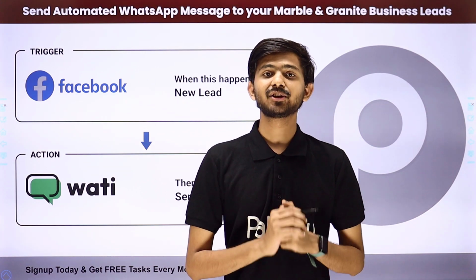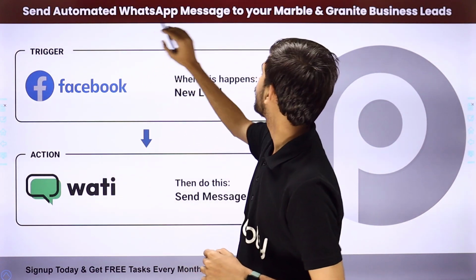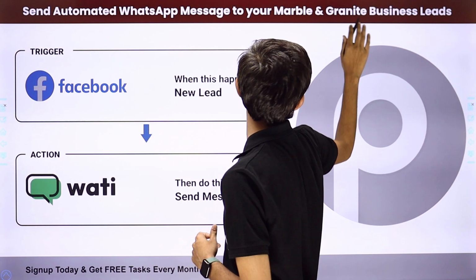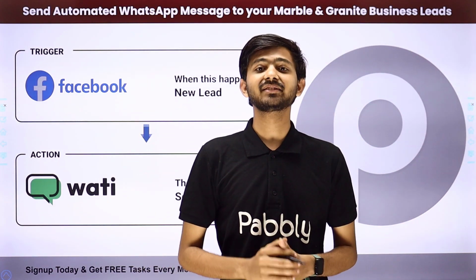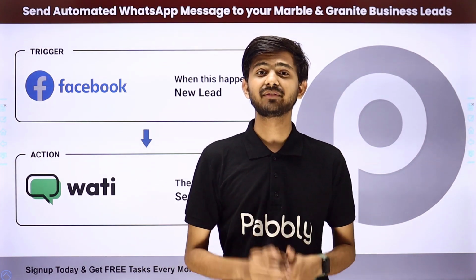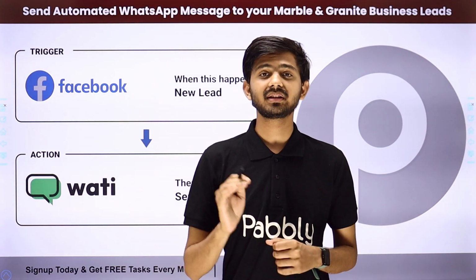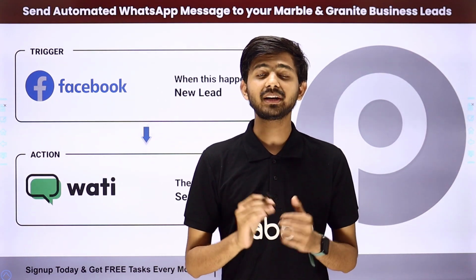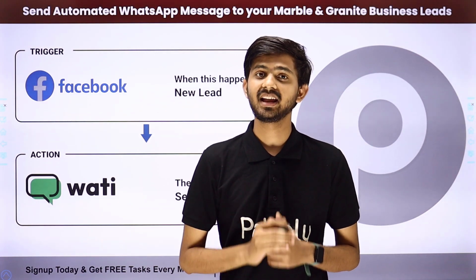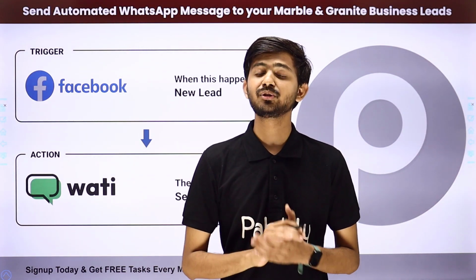Hello everyone, today our topic is how to send automated WhatsApp message to your Marble and Granite business leads. So here my objective is that whenever I get a new Facebook lead for my Marble and Granite business in Facebook lead ads, then I want to capture the lead details and I want to send an automated WhatsApp message to that particular lead. And for sending the message, I'm going to use Vati.